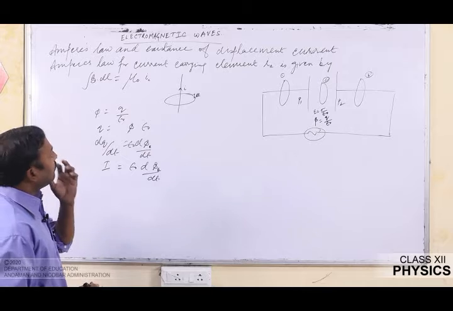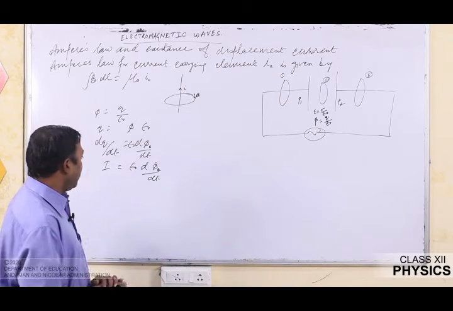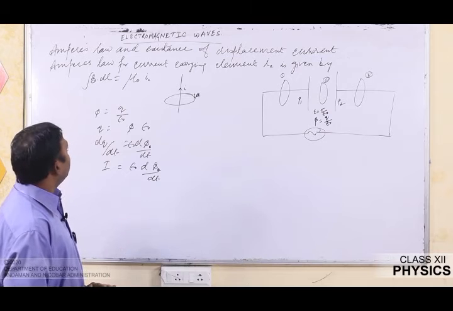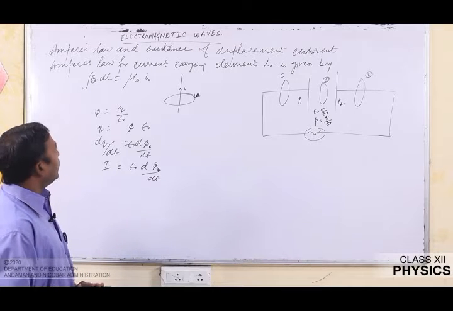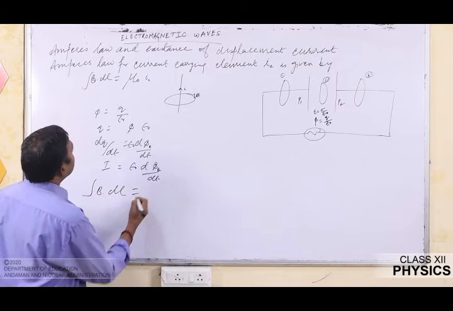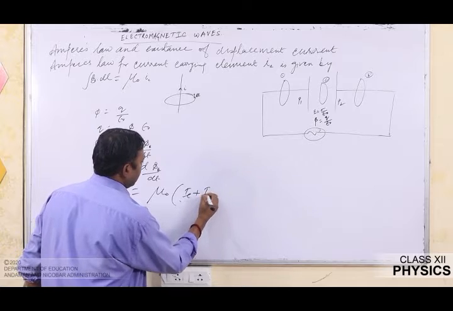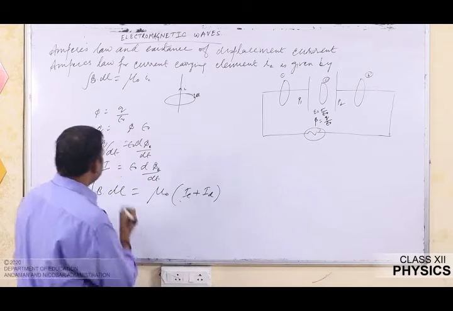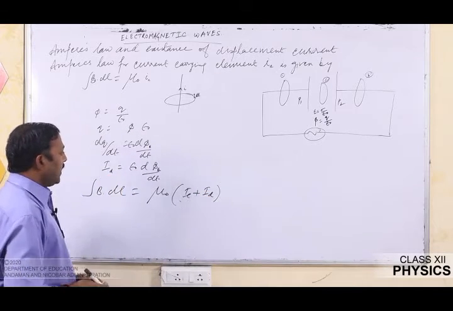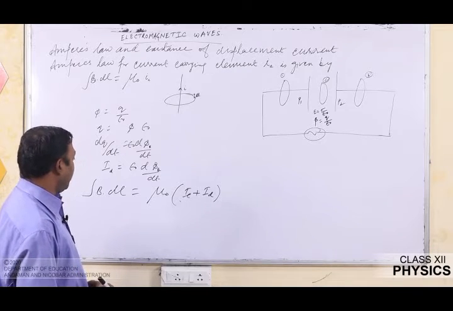Now, the continuity of Ampere Circuital Law is valid only if we take the displacement current into account. So, the new Ampere Circuital Law is given by the integral of B dot dl equal to mu 0 times IC plus ID, where ID is called the displacement current, and this displacement current arises due to the rate of change of electric flux.